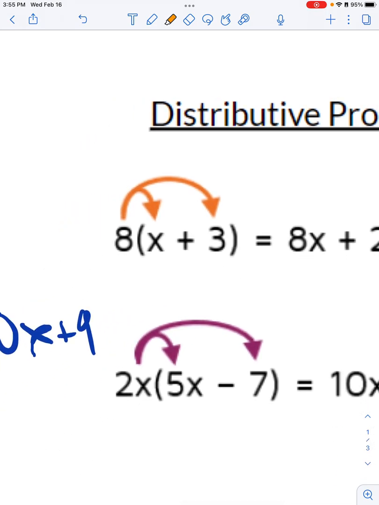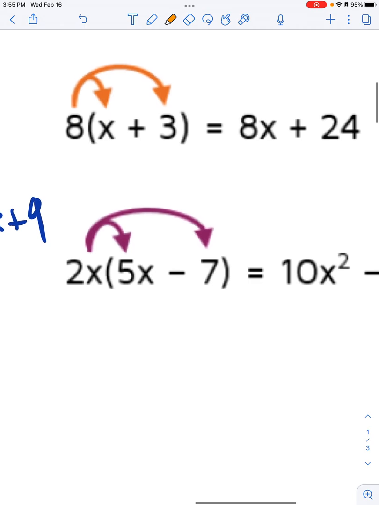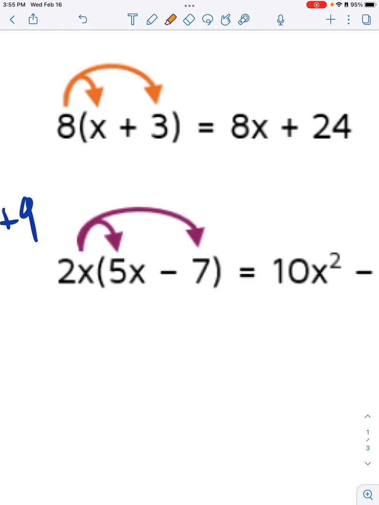Similarly, we have the distributive property, which I know we've used before. When we have parentheses, we take our number outside of the parentheses and multiply it inside the parentheses, and we have to multiply it into each term. So 8 times x is 8x. 8 times 3 is 24. Now, even if there's an x, we still have to multiply it.